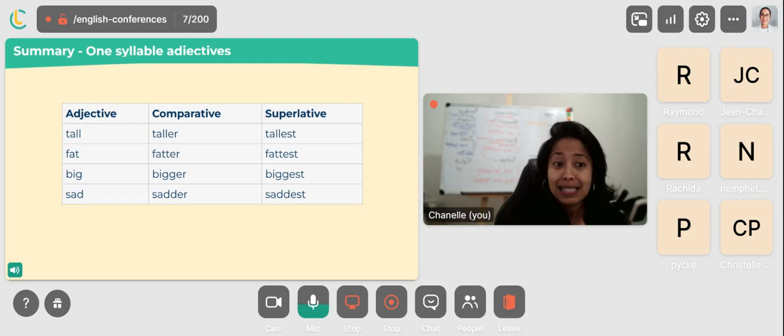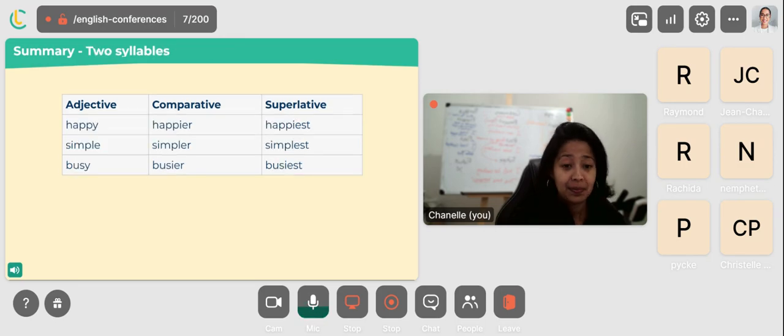Sometimes you have your one-syllable adjectives. For example, tall, which becomes taller and tallest. Fat, fatter, fattest. Big, bigger, biggest. Sad, sadder, saddest. Sometimes you have your two-syllable adjectives. Happy, happier, happiest. Simple, simpler, simplest. Busy, busier, busiest.